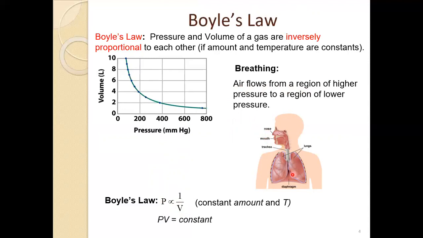Conversely, if you want to exhale, the diaphragm works in the opposite way by decreasing the volume of our lungs, decreasing the volume of air inside our lungs. If the volume decreases, pressure then must increase. And so as a result, we now have a region of higher pressure inside our lungs compared to a lower pressure outside our lungs. As a result, air will be pushed out.